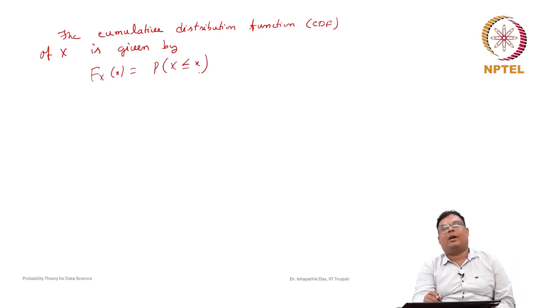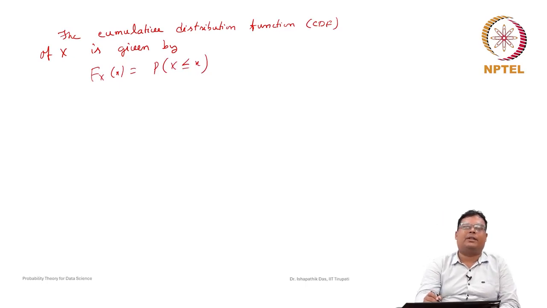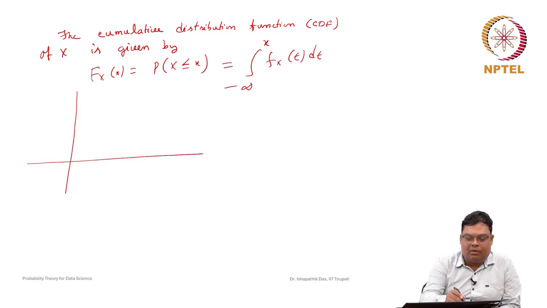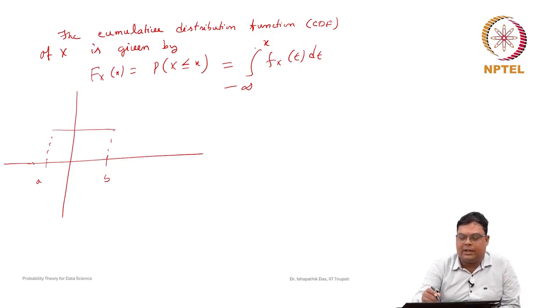We have already discussed that whenever the probability density function is given, we can find the cumulative distribution function from it. This formula is nothing but the integral from minus infinity to x of f_X(t) dt. Now, this density function is 0 outside the interval from a to b. Whenever you are finding probability, you are finding the area under this curve. Whenever x is less than a, the density is 0, so this will be equal to 0.